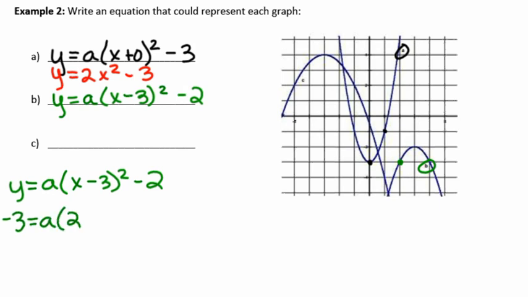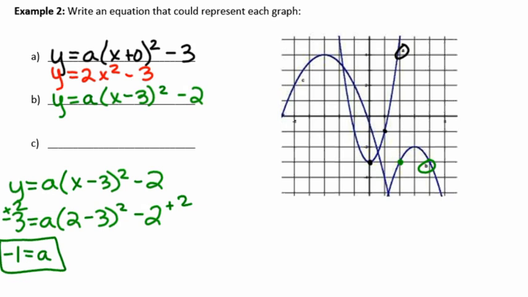-3 equals a times 2 minus 3, squared, minus 2. So adding 2 to both sides, I have -1 equals a. 2 minus 3 is -1, squared, which is just 1. So my a value is -1. So for a final answer in red, y equals -1, or just negative, x minus 3 squared, subtract 2. These red ones are our final answers.